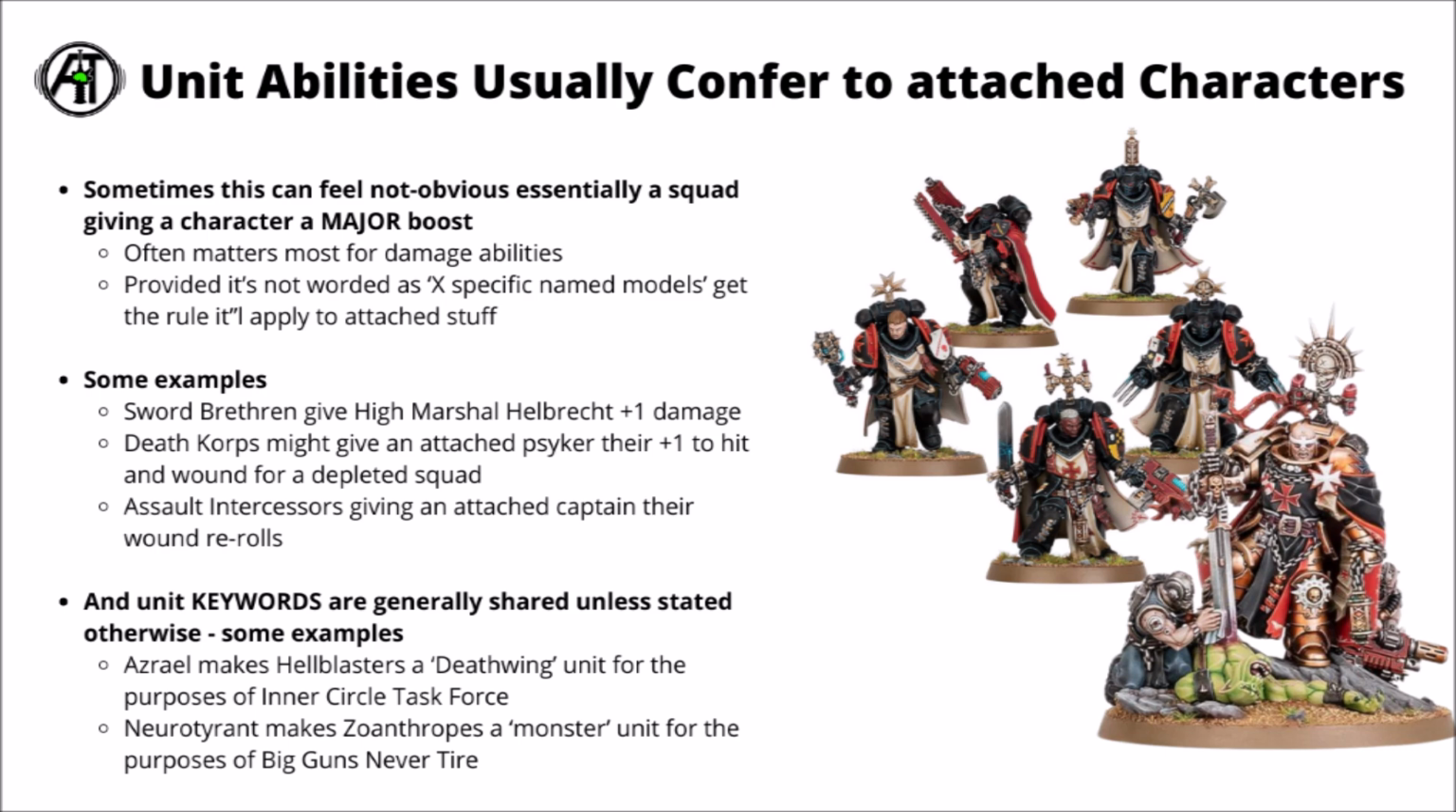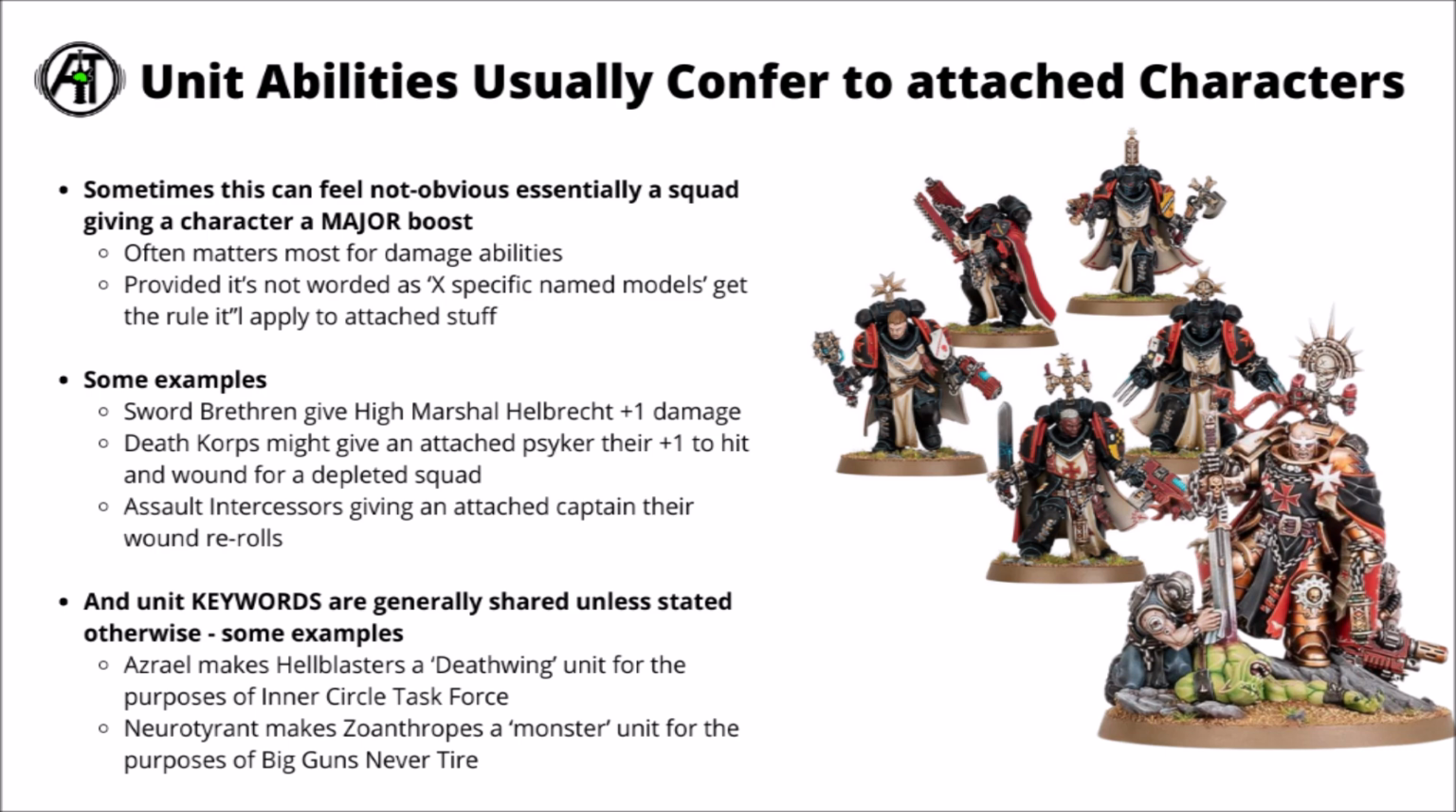In terms of unit abilities, it means that one slightly counterintuitive thing is that squads can sometimes buff their characters, and sometimes in pretty major ways. It often tends to matter most for damage dealing special rules, saying things like models in this unit get reroll wounds or something like that, and that absolutely does apply to attached characters, provided it's not very specifically worded, such as the named infantry components of this unit get that rule, and it's a more general term such as models in this unit get the rule.